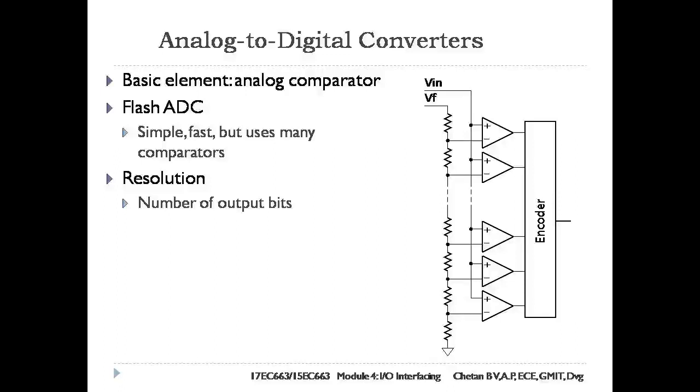The disadvantage of flash ADC is that it needs a large number of comparators. Resolution of an ADC is the number of output bits.